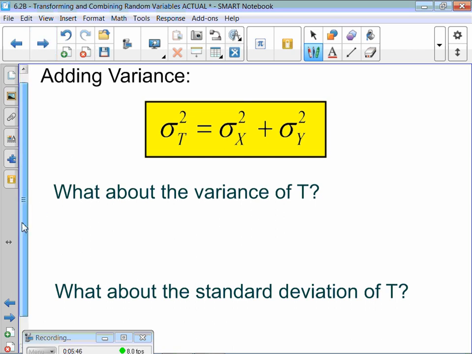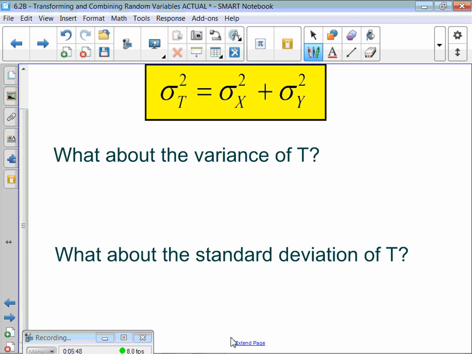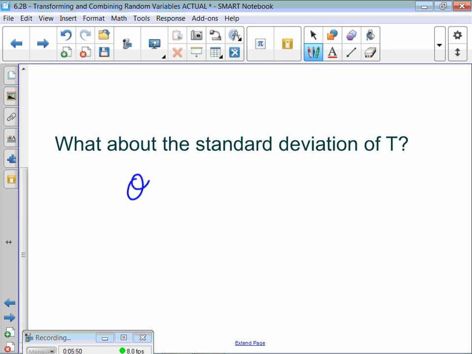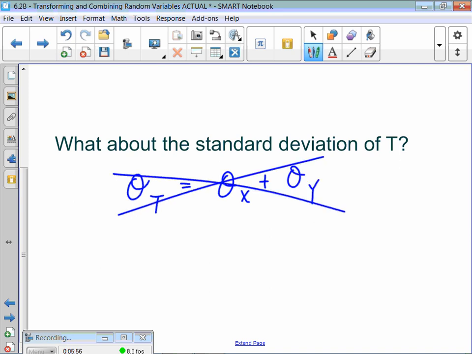Oftentimes, they're not going to ask for the variance. They're going to ask for the standard deviation. Okay, helpful hint. This is not legal. Don't ever do it. You can't just add the standard deviations. It's not allowed.